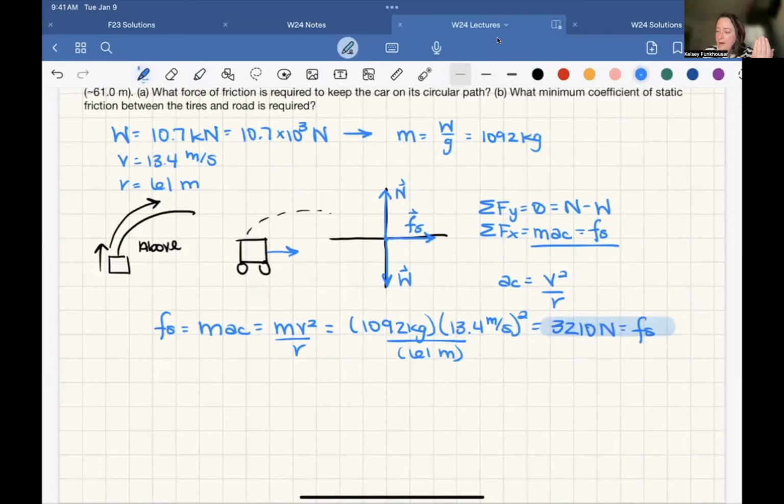And then for the next part, maybe I'll label these A and B. Part B asks for the coefficient of static friction. It asks specifically for the minimum coefficient. So that just means that anything bigger than that value would assure that there's enough friction to go around the curve.